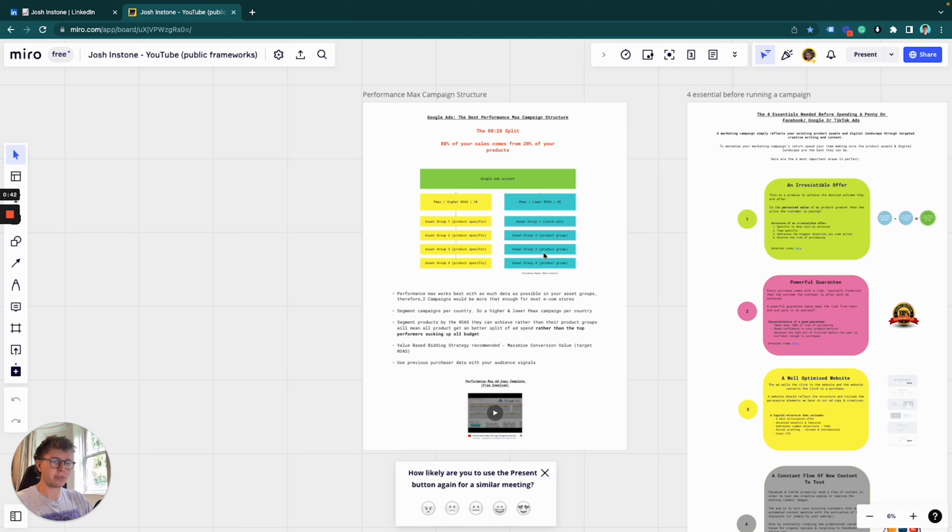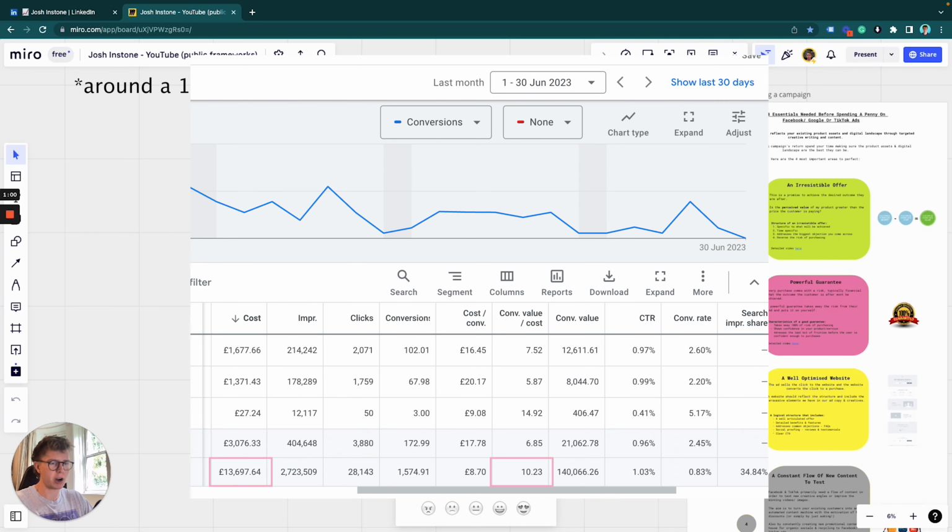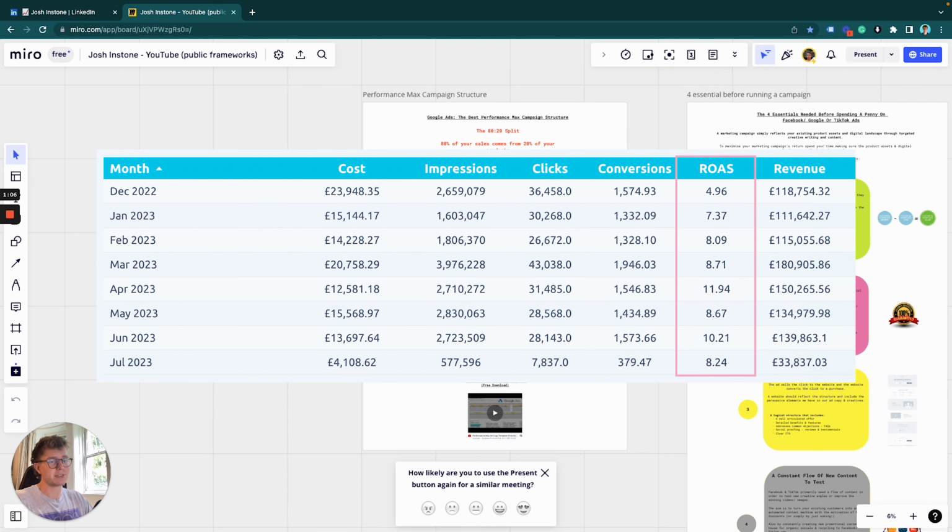So I work for a marketing agency and I've worked in marketing for the past 4 years, and I've used Performance Max campaigns quite a lot. With this campaign structure in mind, I have managed to get my clients consistently over a 10 ROAS for the past 6 months or so, 4 or 5 months. So yeah, this is really good, and this is the sort of structure we use within the agency I work for.